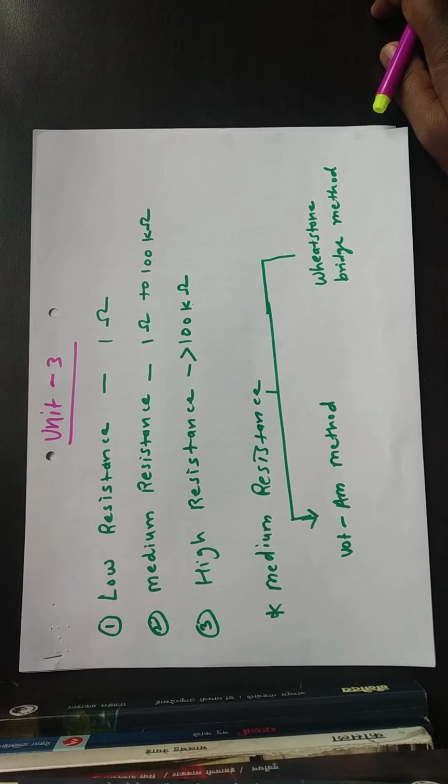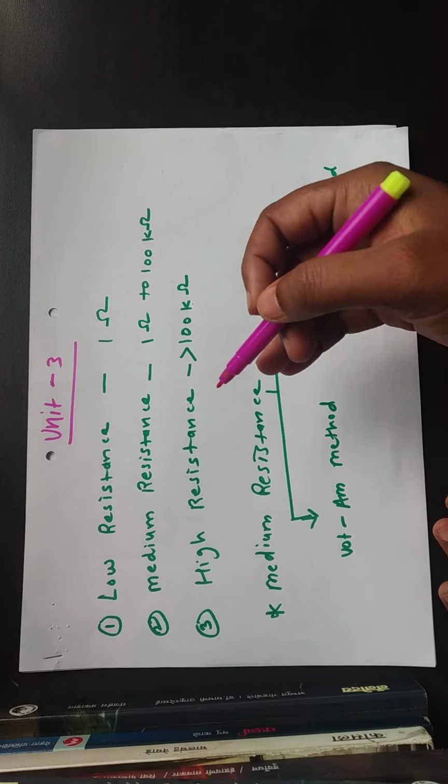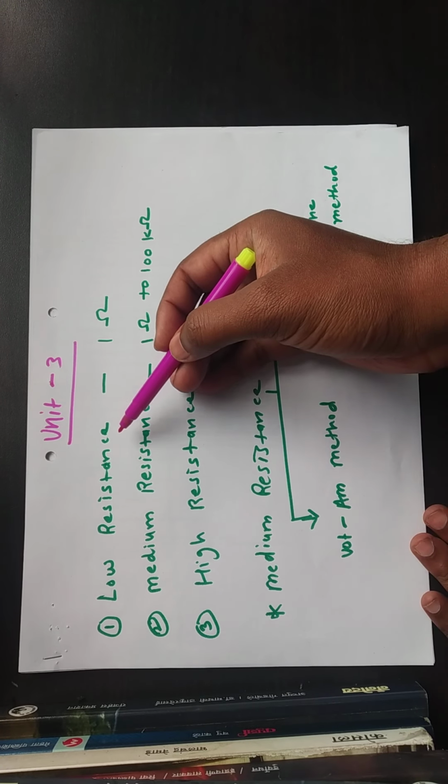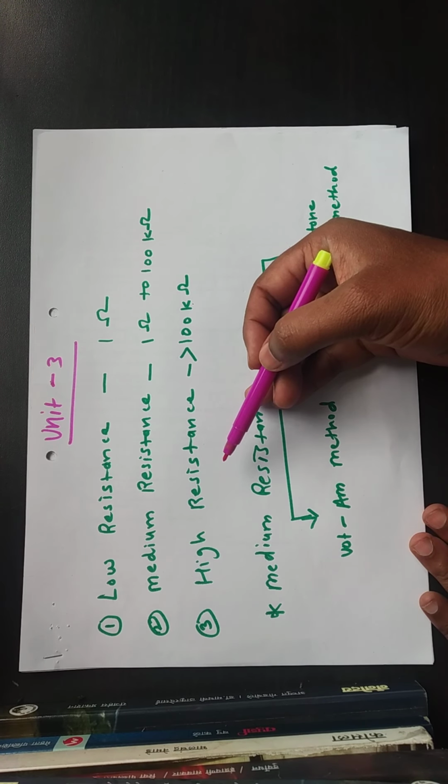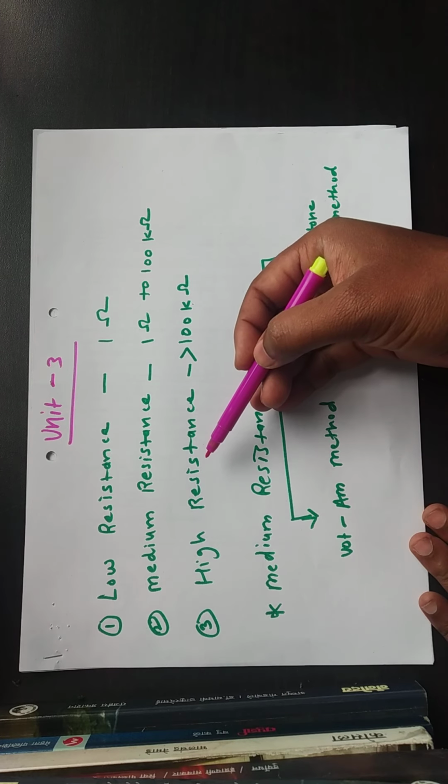Welcome student friends. So this is lecture number 3. In the previous two lectures we have discussed a brief introduction of our unit number 3, that is resistance measurement, impedance measurement, and we have discussed some methods to measure the medium resistance using the voltammeter method. We have started with this slide, that is, how resistance can be classified using three categories, that is low resistance, medium resistance and high resistance.